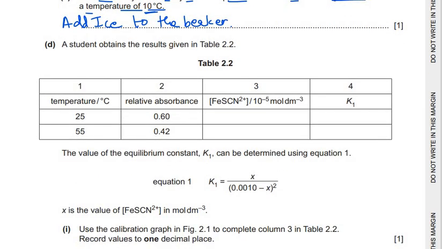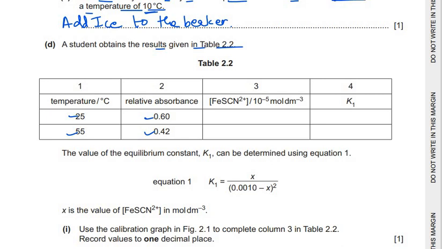Okay. A student obtains the results given in table 2.2, and here is the table where the temperature is 25, 55, relative absorbance is given, and the concentration of FeSCN in 10 to the minus moles per dm cube, and K1 is the blank constant here.